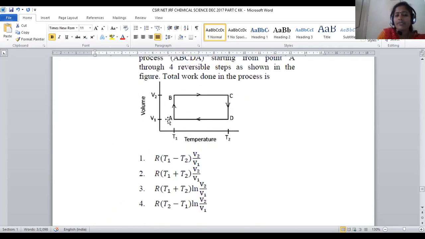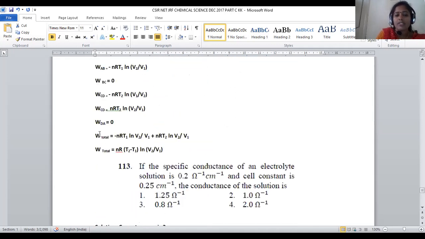Then when we are taking DA, what happens? Temperature ranges from T1 to T2, but volume is V1 by V1 only. V1 by V1, it will be compensated. It will become 0, right? That's why WDA value also becomes 0, being isochoric, meaning volume will not be varied. So WBC is 0, WDA also 0.